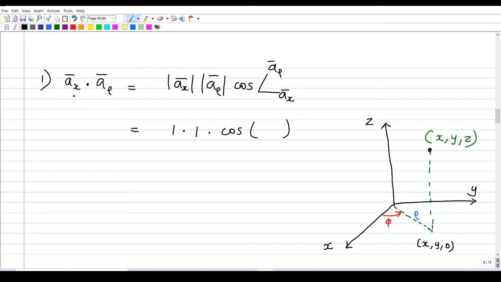So from the definition of dot product, we know that ax dot a rho will be magnitude of ax multiplied by magnitude of a rho multiplied by cosine of the angle between these two unit vectors. Since these are unit vectors, their magnitudes are 1, or unity. So I have substituted 1 here. Then we need to determine this angle.